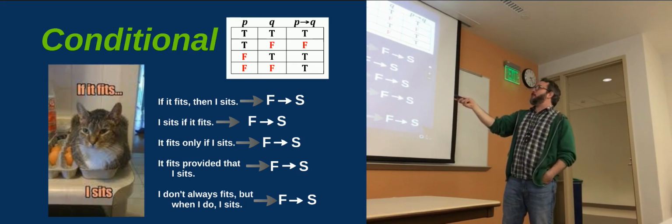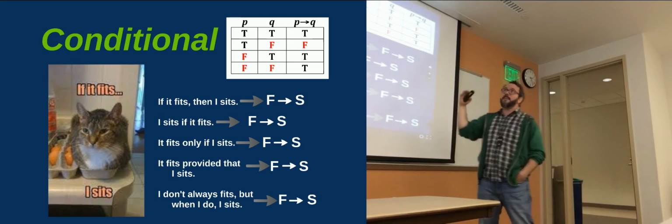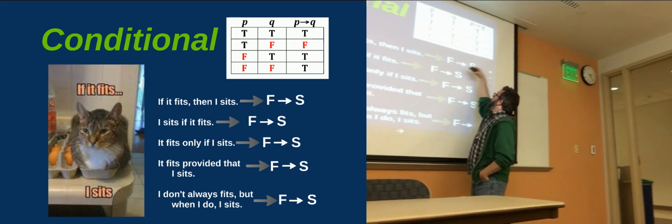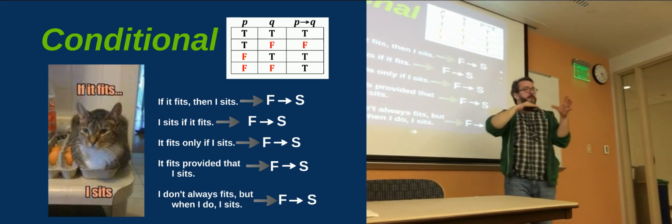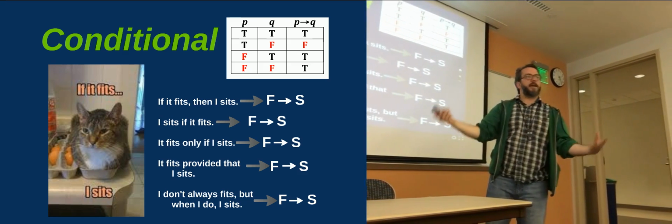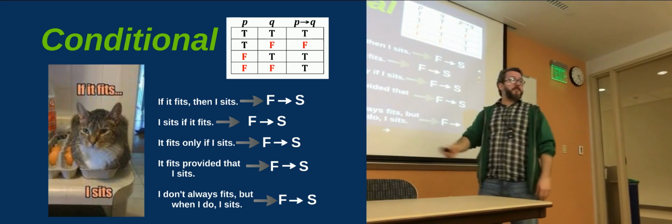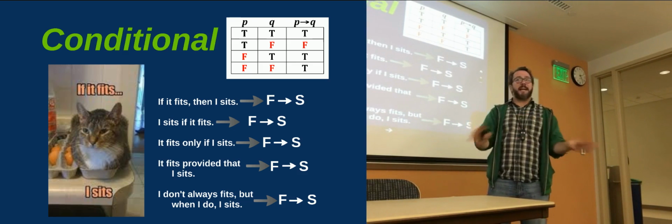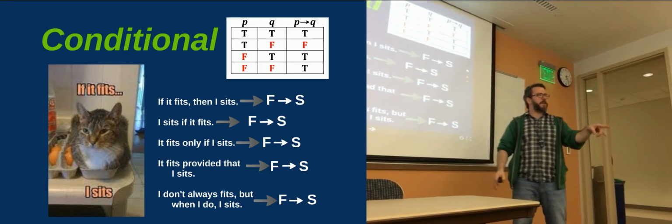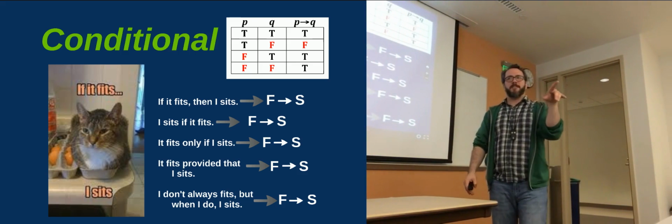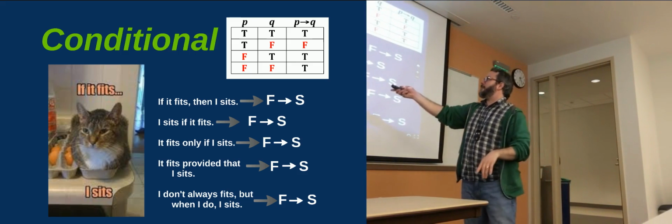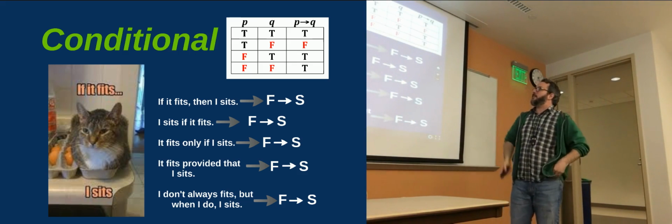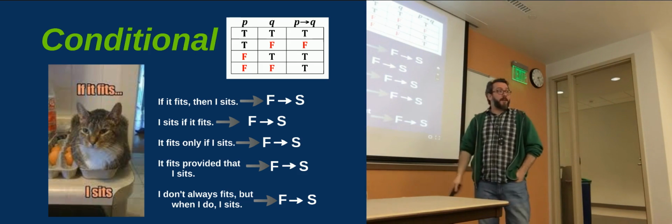So the really straightforward version of this would be something like, if it fits, then I sits. F is "it fits." S is "I sits." F arrow S is "if it fits, then I sits." "I sits if it fits" is the same content. I've rearranged some of the words, but it means exactly the same thing. Does that clear your BS tester? Yeah, that seems right. "I sits if it fits" is exactly the same thing as "if it fits, then I sits." What about "it fits only if I sits"?